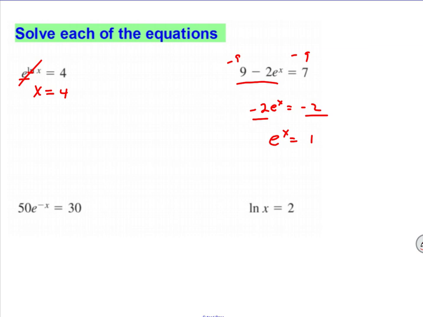And this one's kind of easy. What does the exponent have to be so that e to the power equals 1? What variable, what exponent gives you 1? 0. X equals 0. You could do ln of both sides, but the ln of 1 is 0.